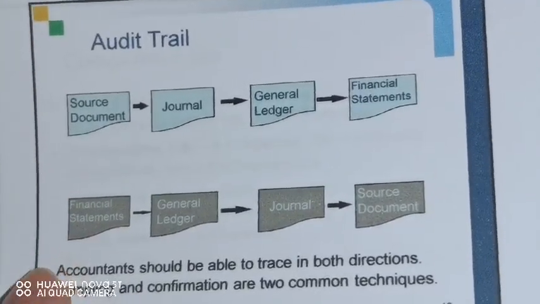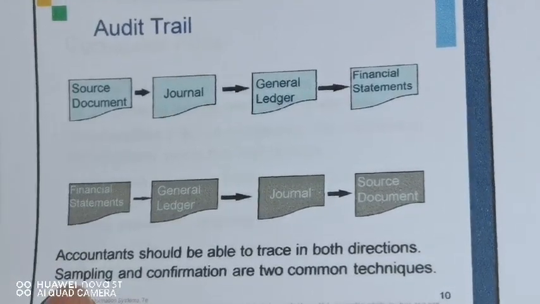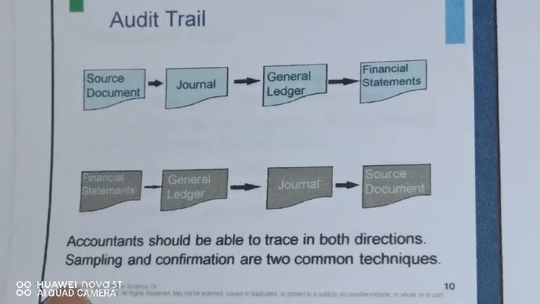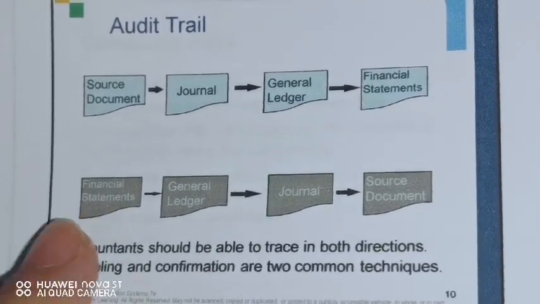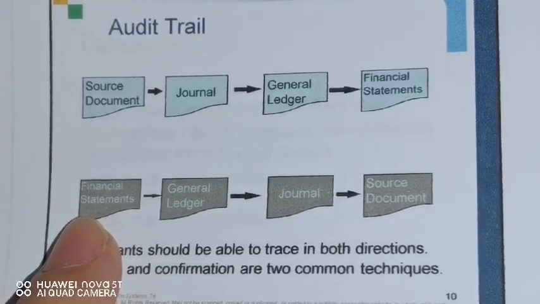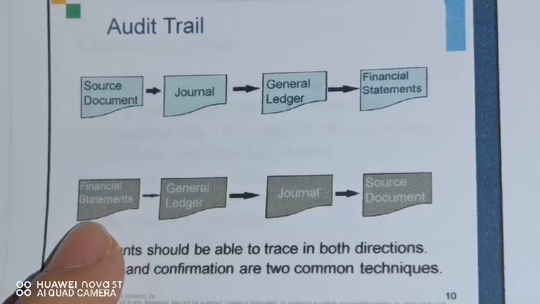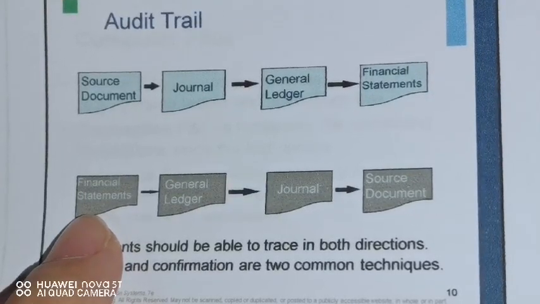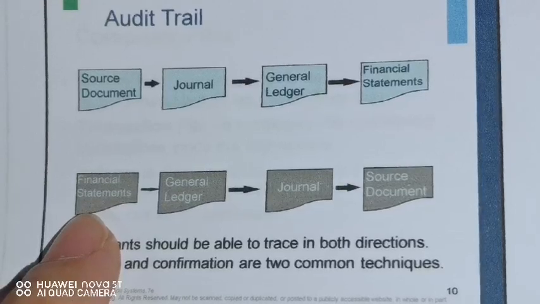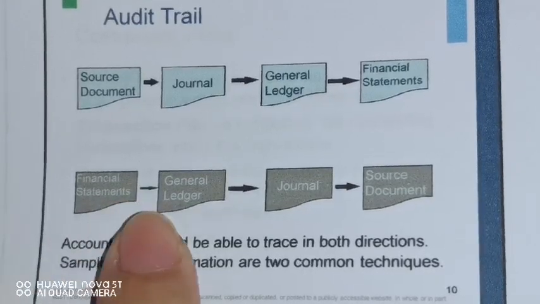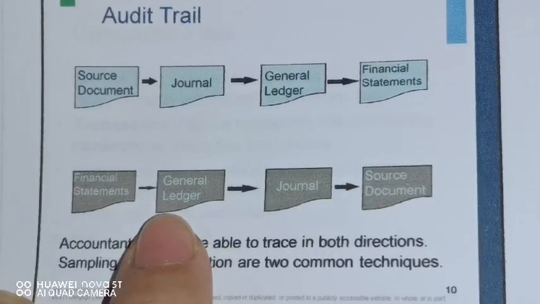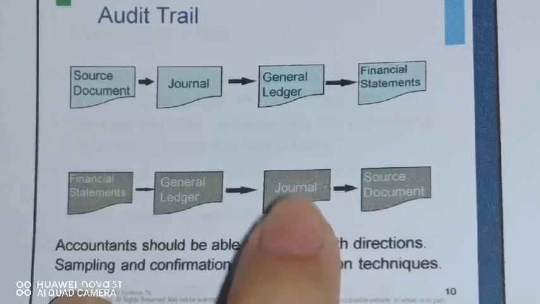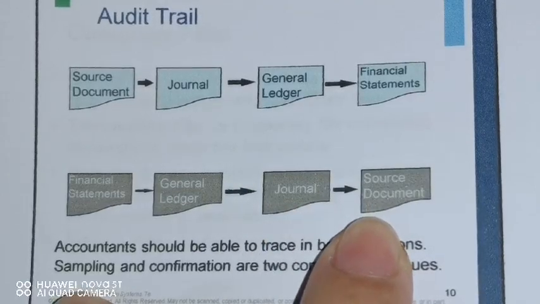So ang audit trail kasi is accountants should be able to trace in both directions. Sampling and confirmation are two common techniques. So paano yun? Like this. 'Di ba from financial statements, you have there the summary of the amounts per account. Ngayon, if there is one account that you need to investigate or to audit, magba-back ka. Saan ka babalik? Sa general ledger. And then from the general ledger, babalik ka sa journal. And then from the journal to the source document.